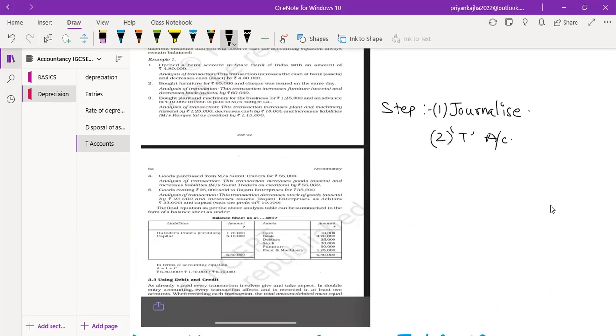Whatever transactions you have journalized so far, you need to transfer those from the journal book to T accounts. And this process of transferring transactions from the journal entry to T accounts is called posting. The question might be: what is journalizing or what is posting? We need to know that. So these are the two steps that are involved.